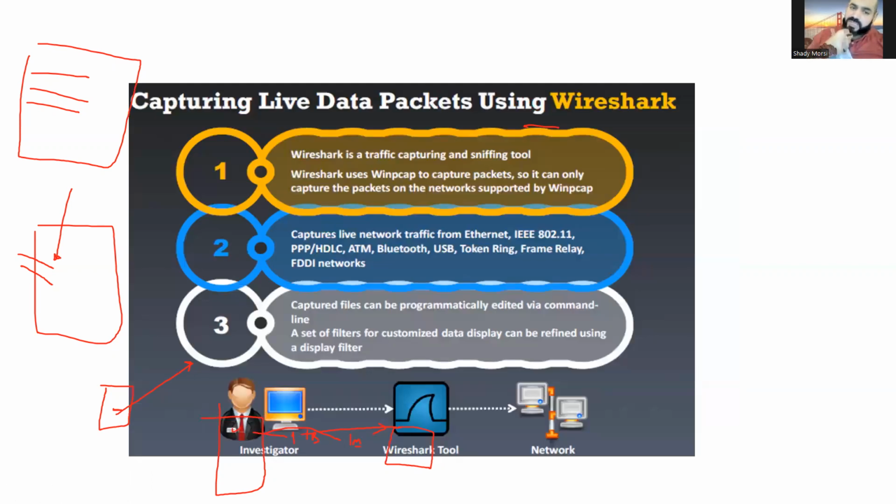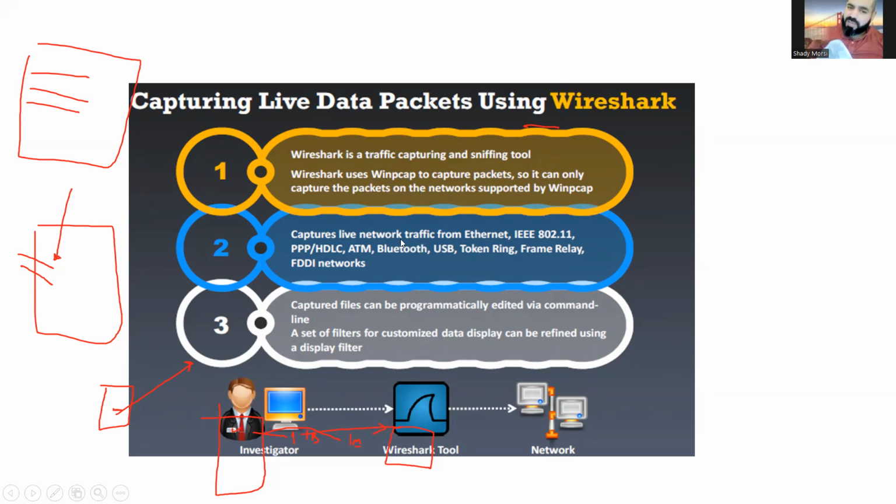So over here, it's saying one of the solutions to capture the traffic: if you have one machine, as you can see, and this machine is only going to monitor one specific part of the network, you can use Wireshark. Wireshark is a traffic capturing and sniffing tool. Wireshark uses WinPcap to capture packets, so it can only capture packets on networks supported by WinPcap. That's why when you install Wireshark, it installs WinPcap within your installation.